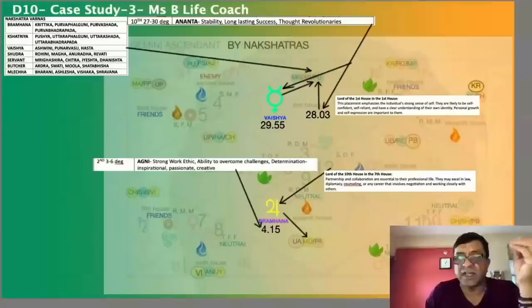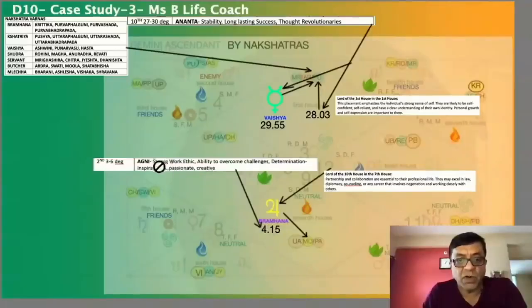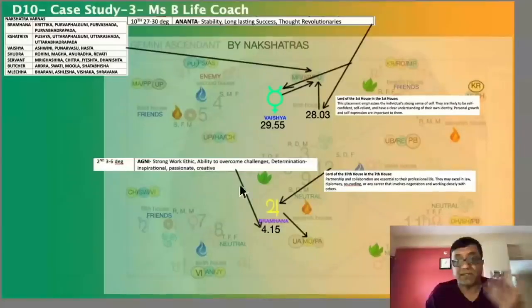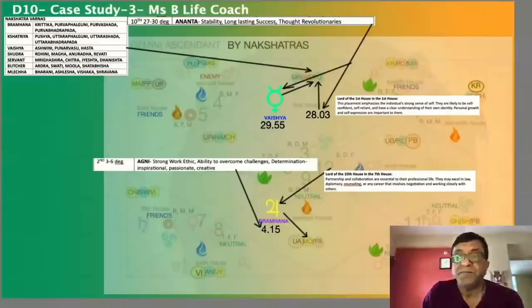Let's see that once again. There. See? And it is sitting in the Agni angle, 4.15 degrees. Strong work ethic, ability to overcome challenges, determination, inspirational, passionate, creative. Hey, all this stuff is needed if the person wants to become a successful life coach, yes? Lord of the 10th in the 7th. I have put that already, right?